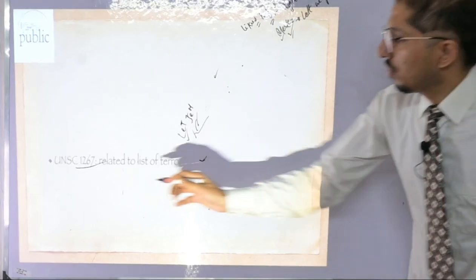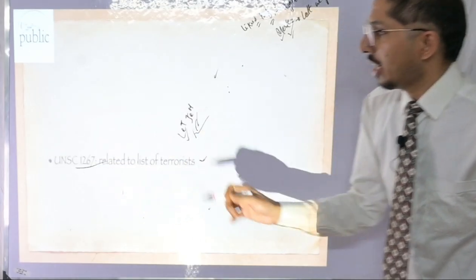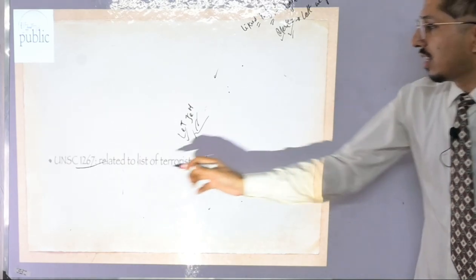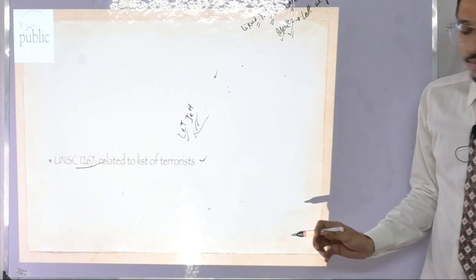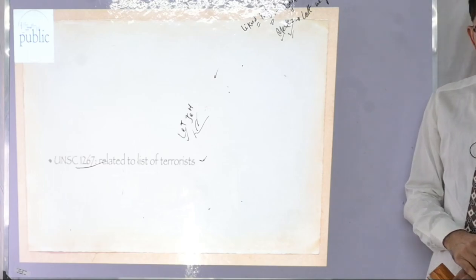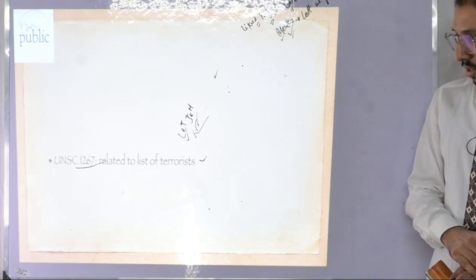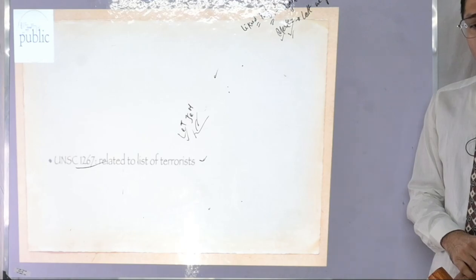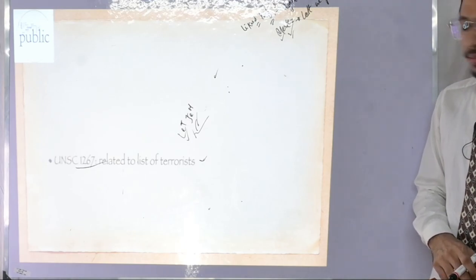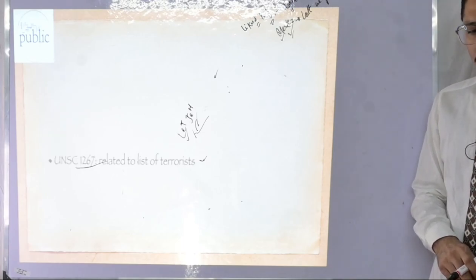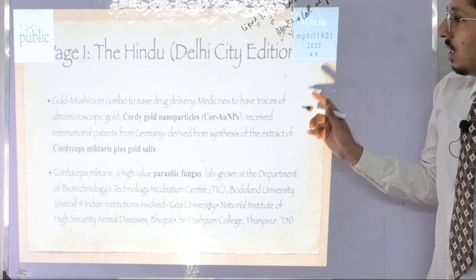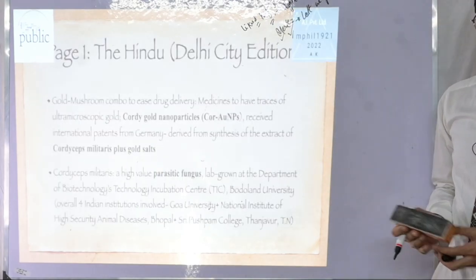So in UPSC prelims, there might be questions. UNSC 1267 is related to the list of terrorists. That might be asked. China has recently said in the joint statement of China and Pakistan that there has been politicization of terrorists at the international forum. So India has spoken against it.